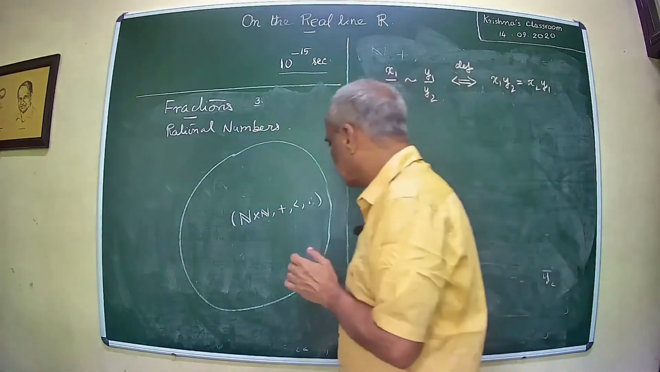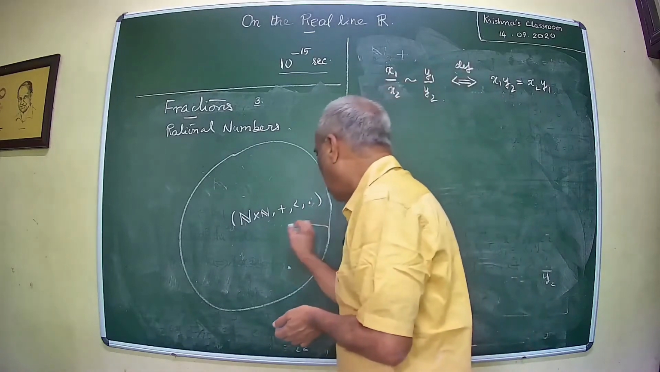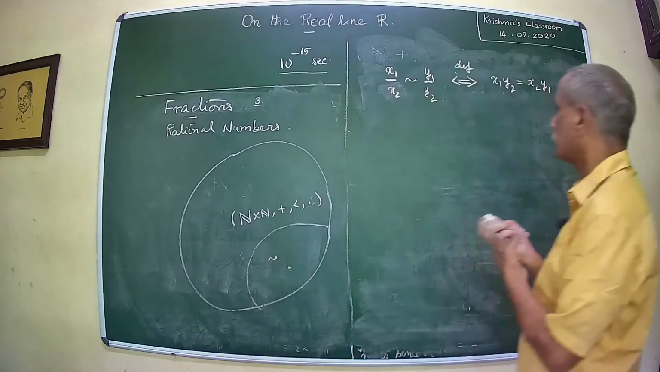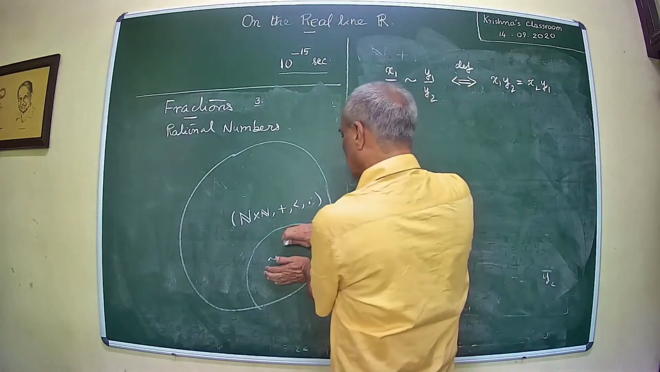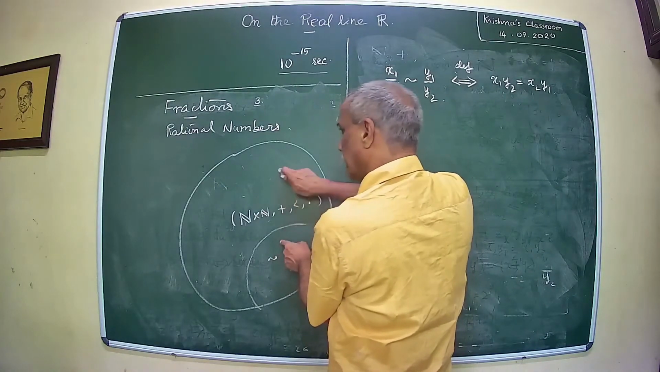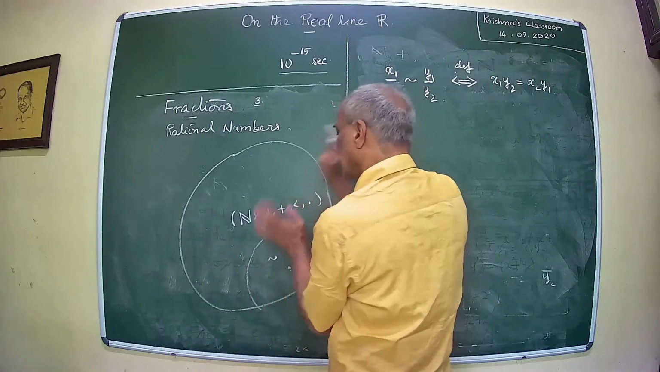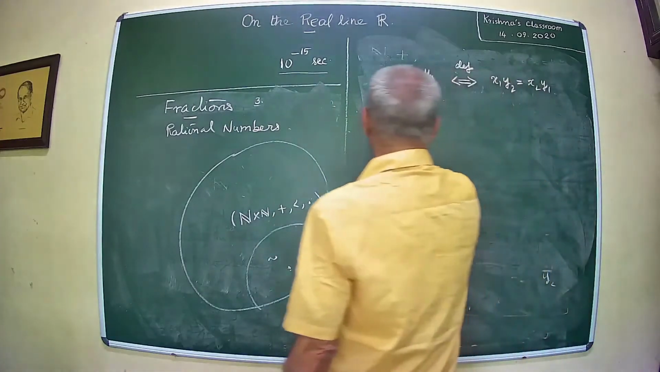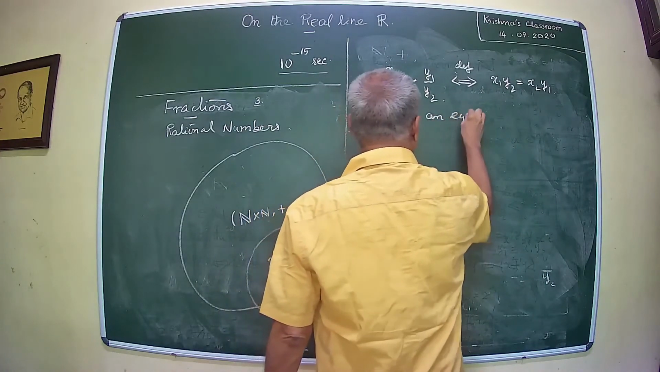So what you do is choose an element, collect all the elements that are equivalent to it, and put them in a block. Given two elements in n cross n, either they are in the same block or they are in different blocks. Now you can prove that this is an equivalence relation.